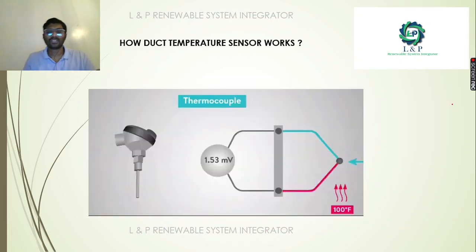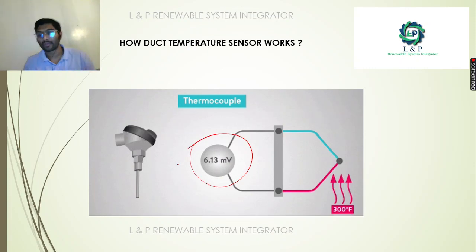This is a simple example of how a thermocouple or the temperature sensor works. As you can see here, when there is a change of temperature, the output voltage is changing. In the same way, the current output will also change.